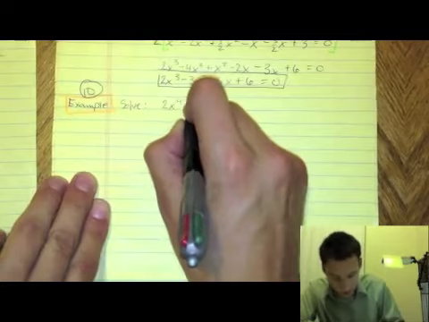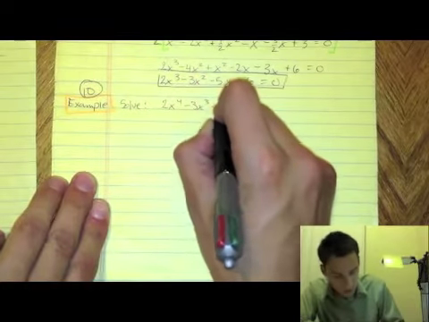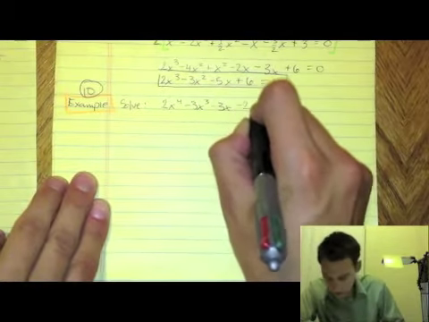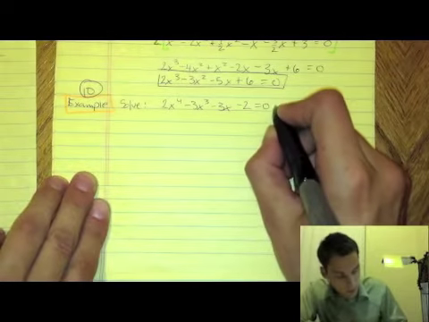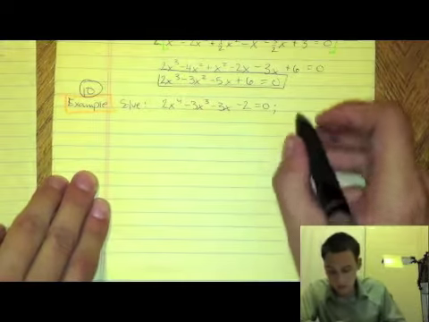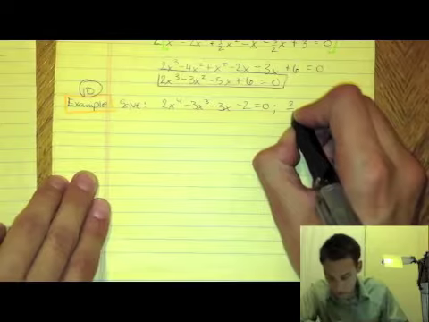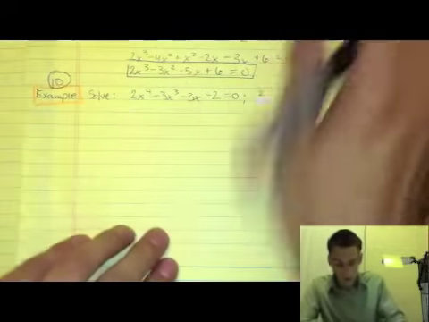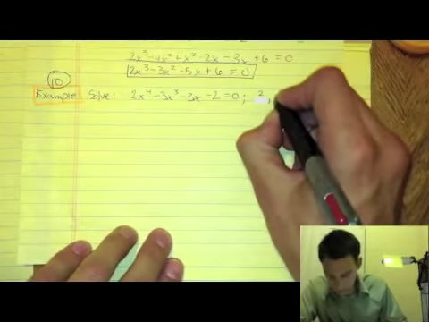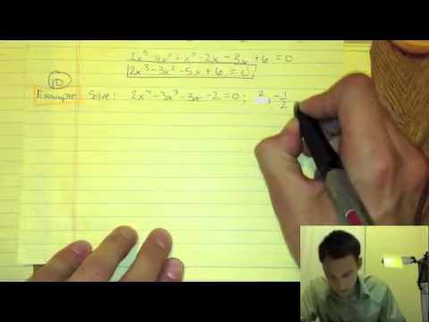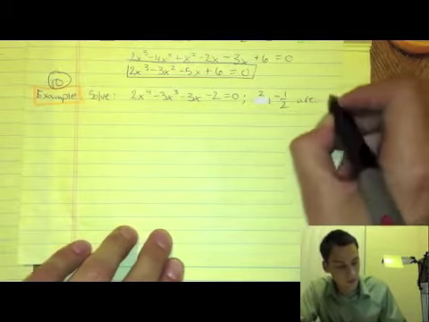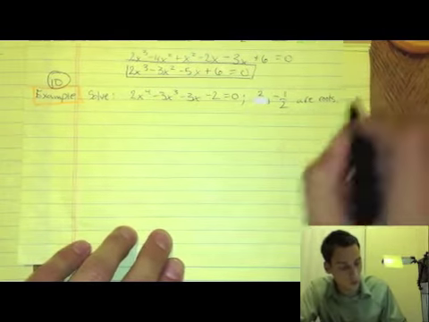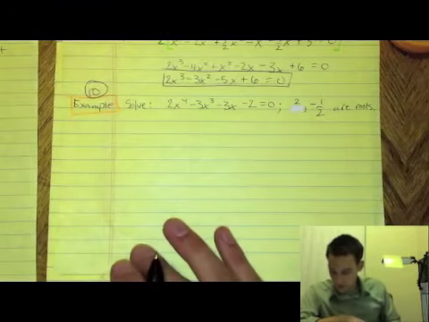2x to the 4th minus 3x cubed minus 3x minus 2 equals 0. You're supposed to solve, and they'll give you roots. So the roots here are 2 and negative 1/2. And they say these are roots. These are carrots and potatoes.